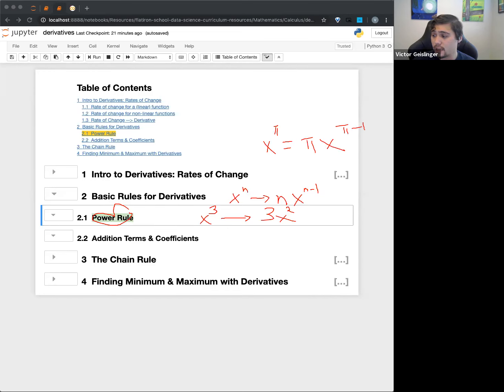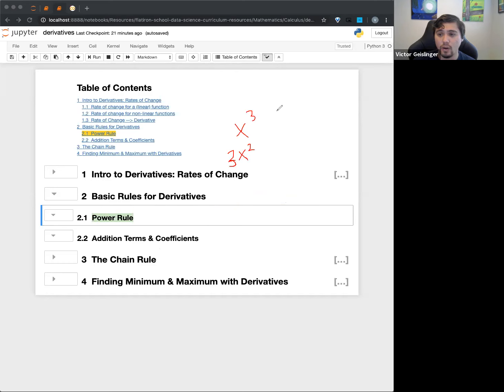What is nice is that we can actually extend this a little bit further. So if we have multiple terms, and we know the derivative, for example, of x to the power of 3 is 3x squared, okay? What would be the derivative for 4x cubed? So anyone got a guess what this derivative would be?